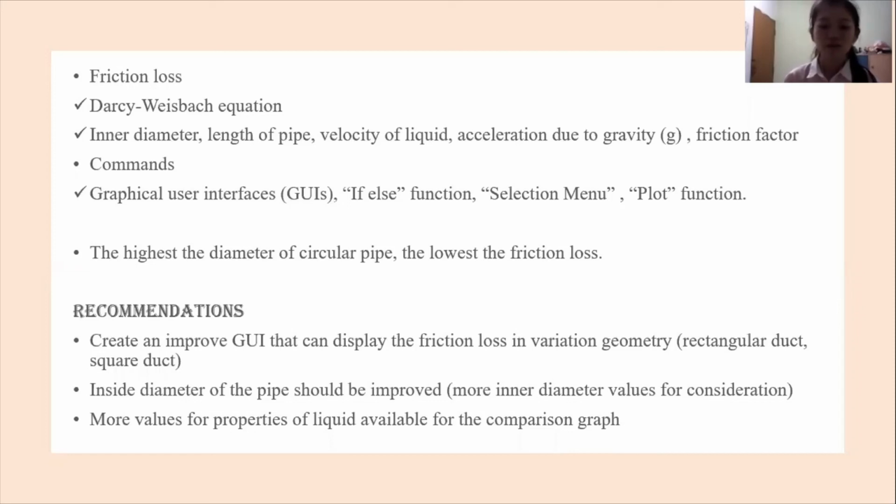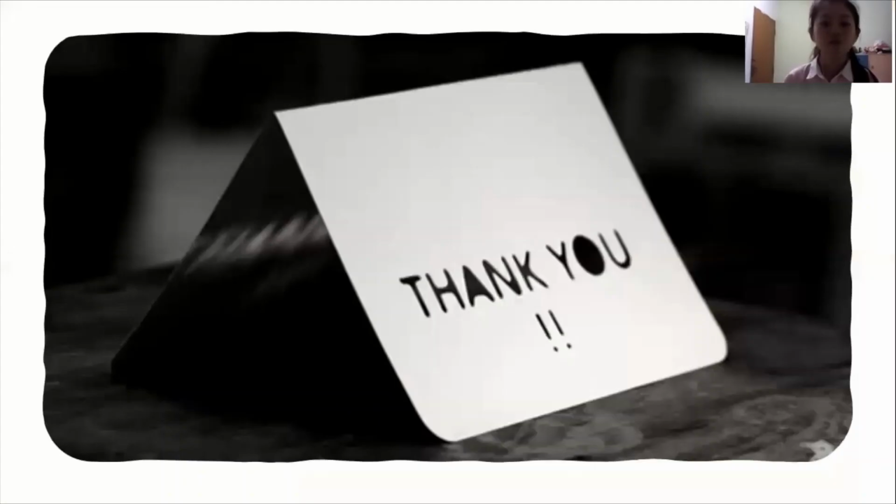Furthermore, the inside diameter of the pipe should be improved so that it is not only limited to 6 different values, and more inner diameter values should be taken for consideration. Moreover, only selected values for properties of liquid were considered in plotting. The values for properties of liquid available for the comparison graph should be increased. That's all from us. Thank you.